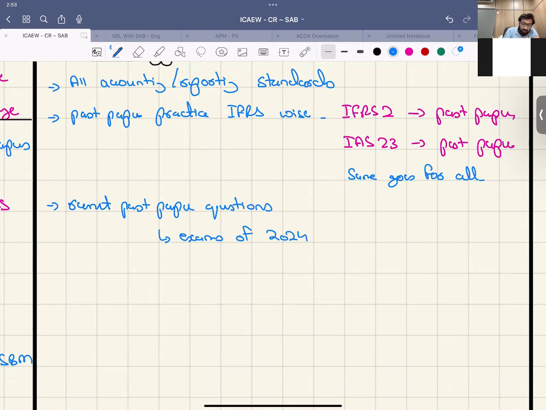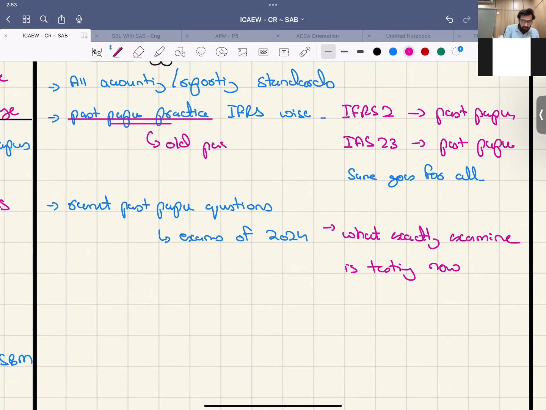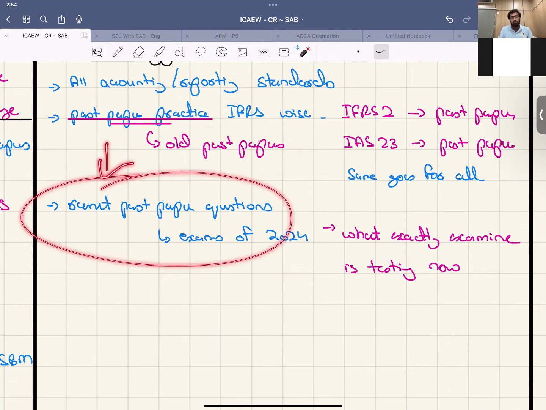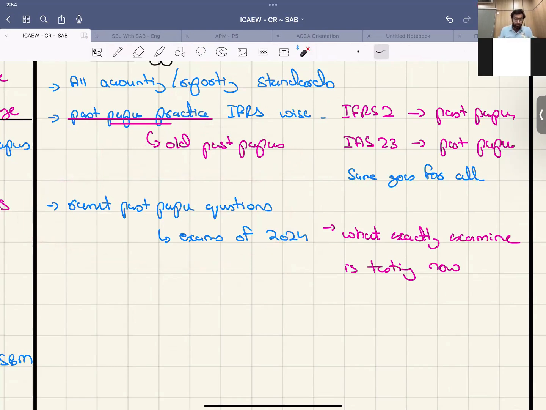And here we'll learn what exactly the examiner is testing now, right? Because you must know that past paper practice could include the old past papers. So you guys can say, sir, these are the old past papers and we have to get the new ones. So yes, there could be new ones as well, which I'll be solving with you guys.